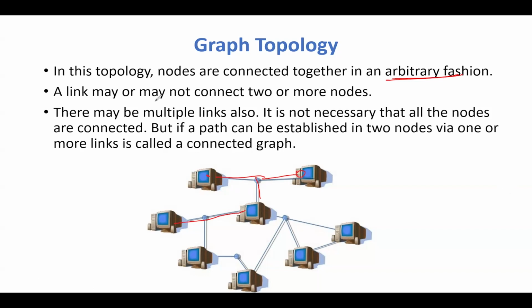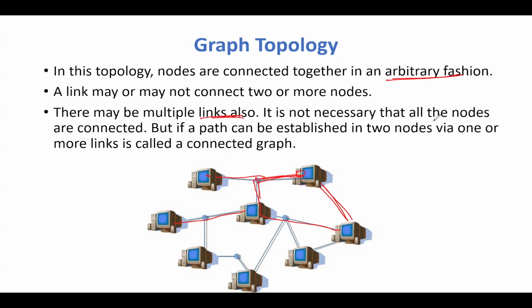A link may or may not connect two or more nodes. Okay. So for example, these two nodes are not connected. If at all you want to send, it has to go through this system and then come here and then come here. So all the systems need not be connected in any fashion. It may or may not be connected. There may be multiple links also.